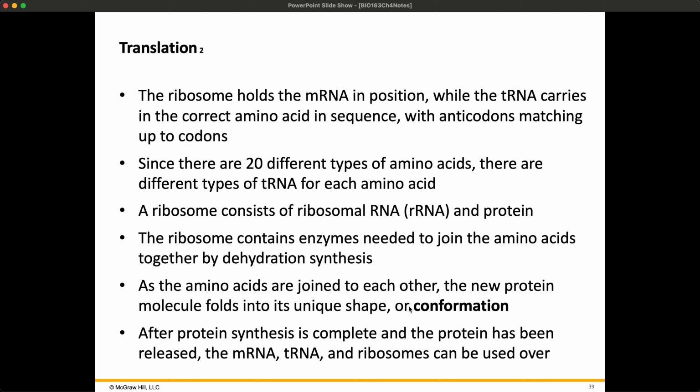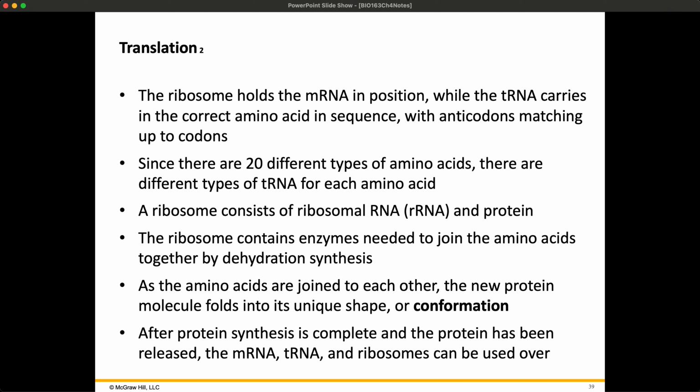As the amino acids get joined together, the new protein molecule folds into that particular conformation. So that helps it to actually be completed through that translation process. Once it's complete, mRNA, tRNA, and ribosomes can all be used over again. An mRNA strand can be translated many, many times, and it's typically being translated by multiple ribosomes simultaneously.